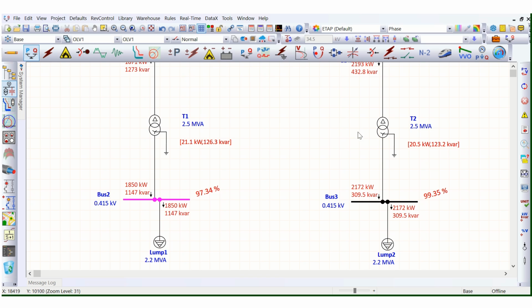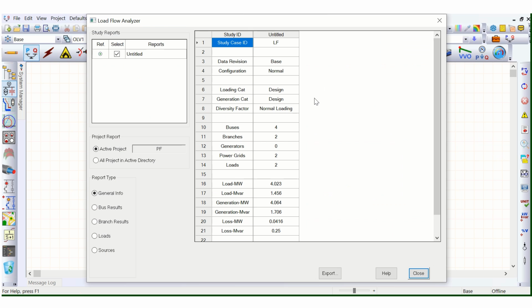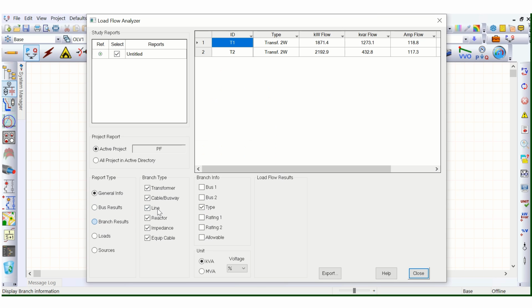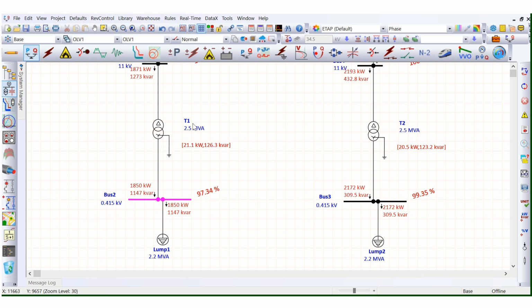And also, we'll check the transformer loading as well, because in both cases we have used a 2.5 MVA transformer, keeping all other parameters the same, rating also the same. So let's check this load flow analyzer. Here go to branch results. We want to check only the transformer loading. Okay, here for the first transformer T1, the loading is 90.5%. For transformer T2, the loading is less, 89.4%. So this is T1, this is T2.